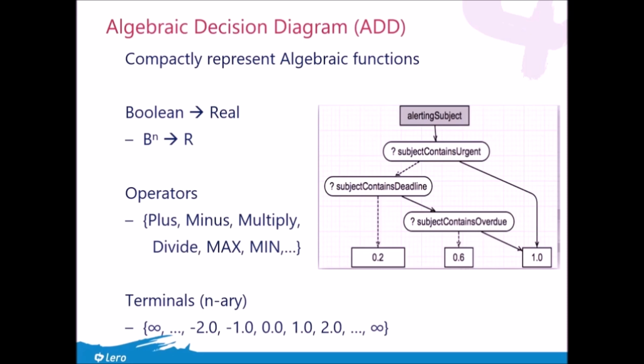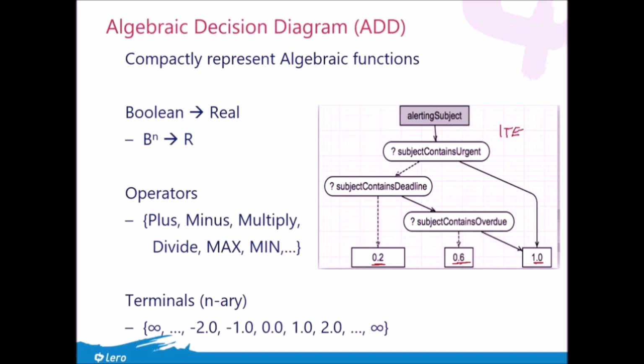However, we now compactly represent algebraic functions. So we're now going from Booleans to reals. So now our terminals, as you can see, are 0.2, 0.6, 1.0, and vice versa, any real value. So we're no longer doing true or false for our terminal values. However, we're still using the if, then, else operations within the trees.